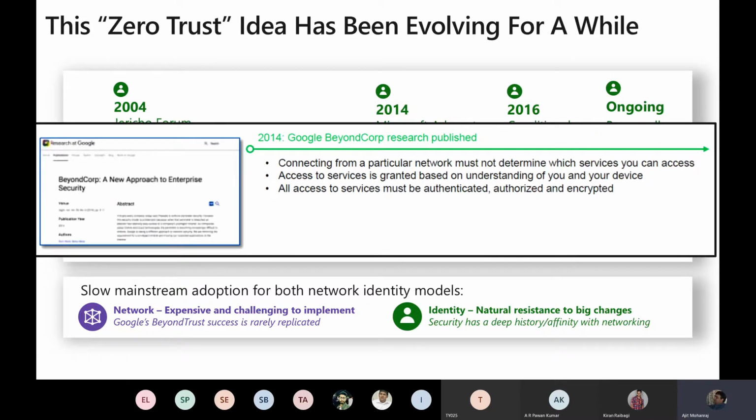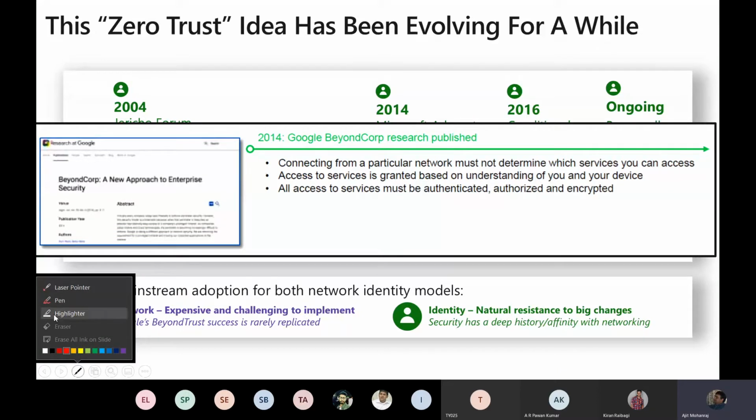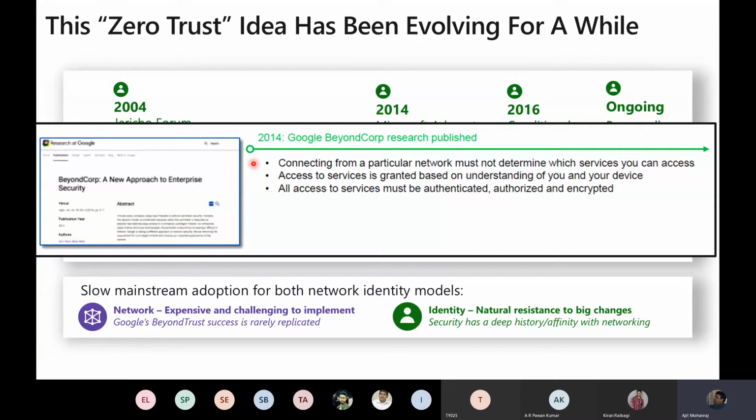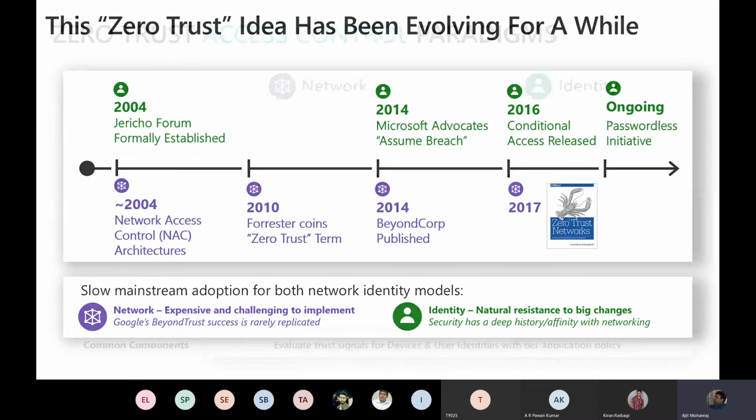And I liked Google's thing over here. So let me just draw that, because this is in a sense what you're trying to do. So what did Google's BeyondCorp say? Connecting from a particular network must not determine which services you can access. Whether you're inside or outside, I don't care. Just because you're inside doesn't mean you can access. Number one, access to service is granted based on understanding of you and your device, right? So it's going to be very contextual as you come in. And of course, all access has to be authenticated, authorized, and encrypted. So essentially, they are saying, I don't trust anybody, right? So you've got to verify before you come in.